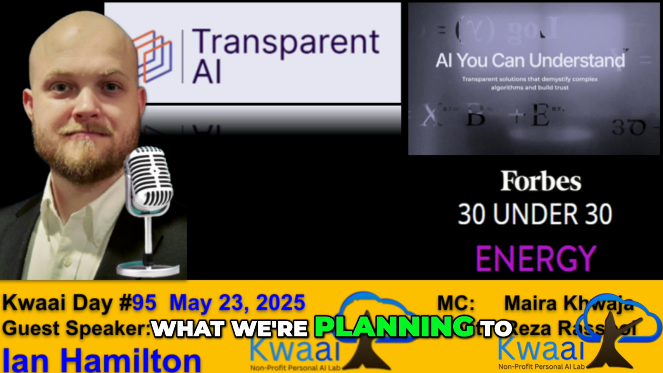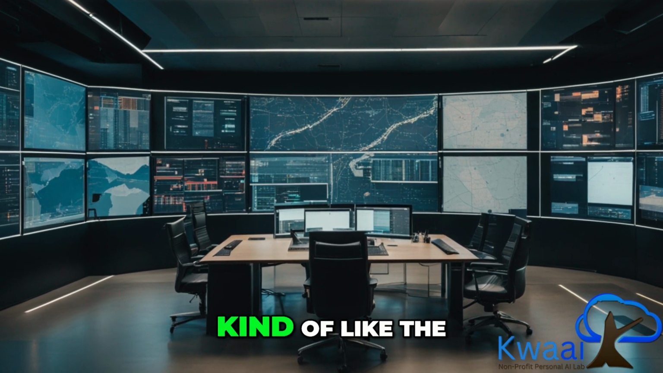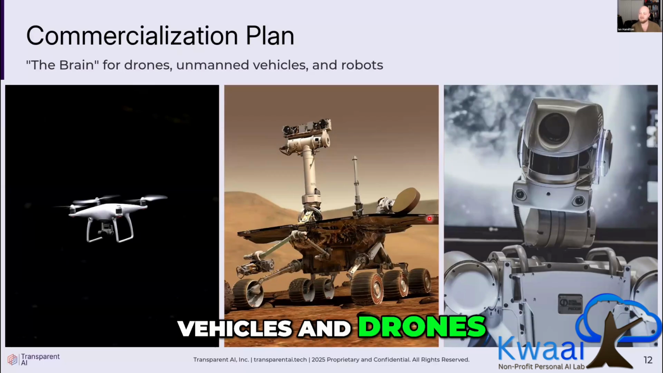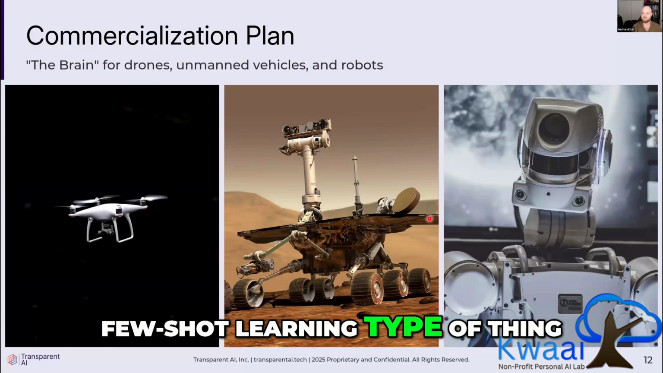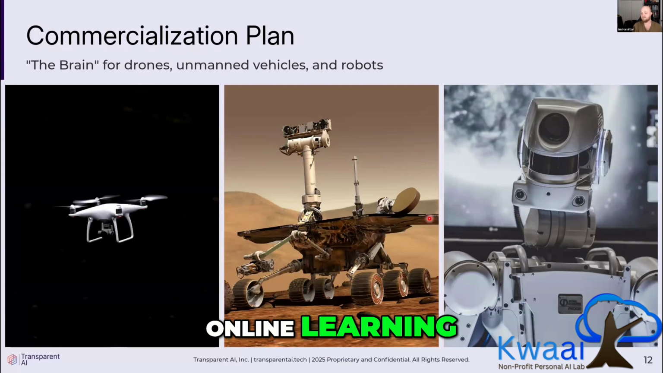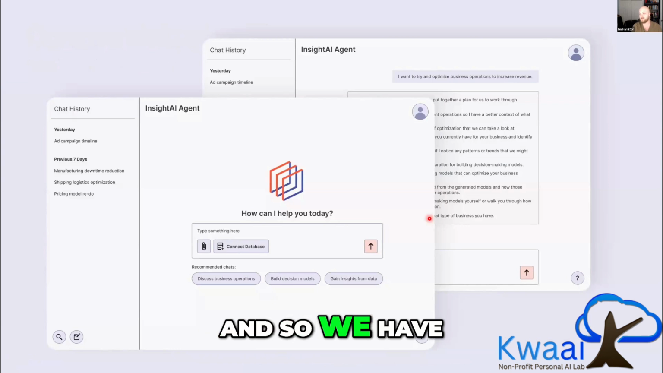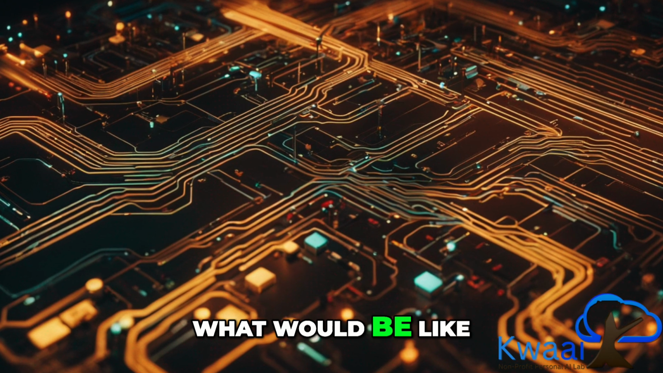What we're planning to do with it right now is that a lot of it actually makes sense for the brain for unmanned vehicles and drones because of the low power consumption, few shot learning, online learning. But at the end of the day, we do want to build our own foundation model essentially.